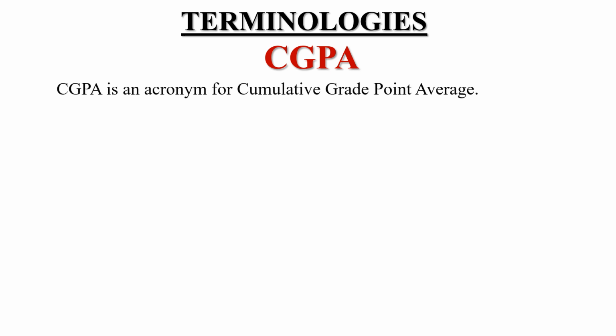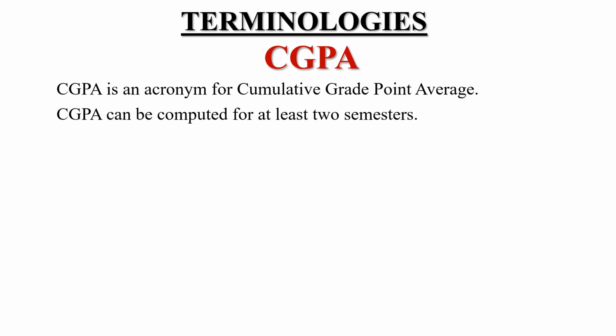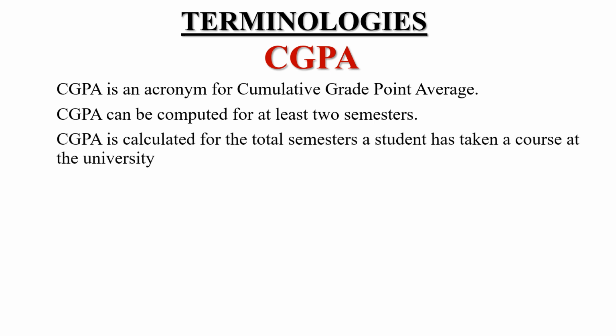And now we have CGPA. We've already spoken about GPA, and we said GPA is an acronym for grade point average. And so the C in CGPA refers to cumulative grade point average. CGPA can be computed for at least 2 semesters. So GPA is based on a semester basis, but CGPA is based on 2 or more semesters. And then CGPA is calculated for the total semesters a student has taken a course at the university.